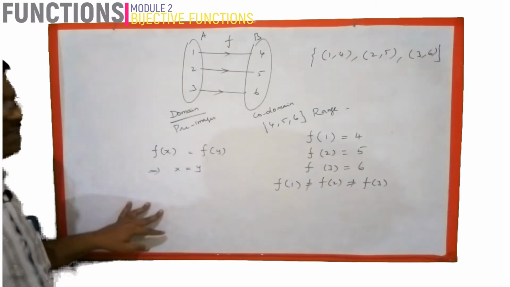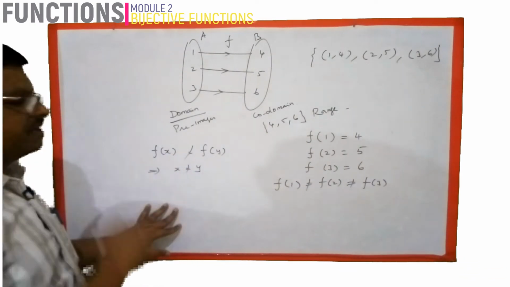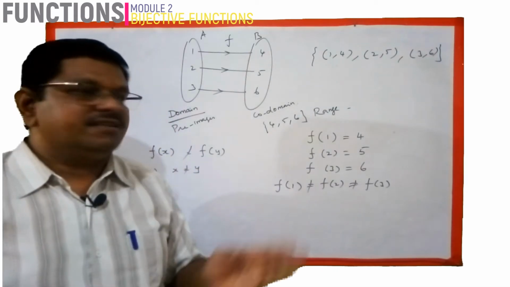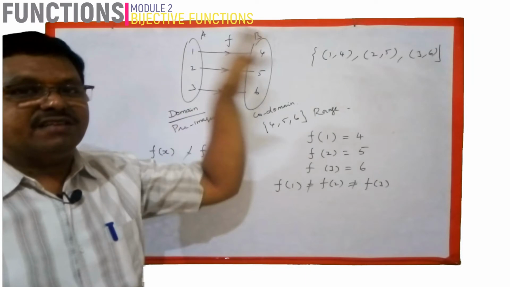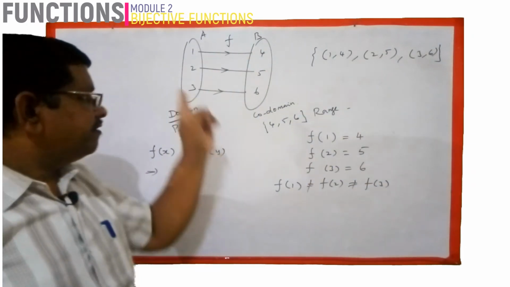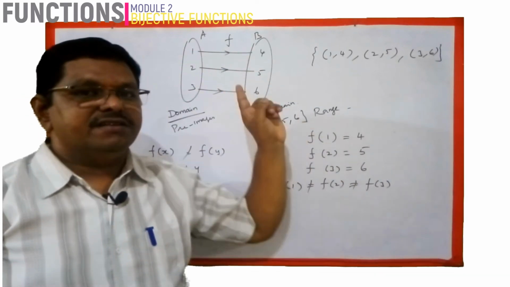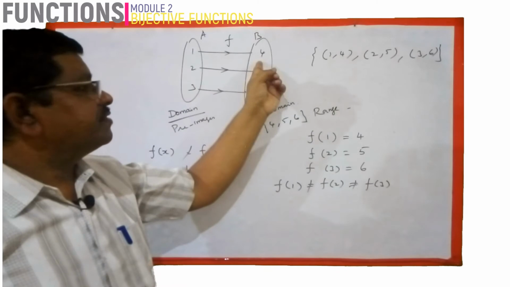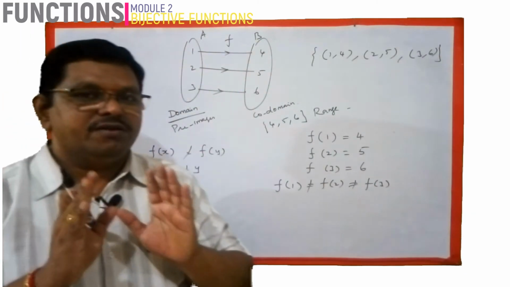X and y are equal. That means if these two are not equal, x and y are not equal. So from this what we understand is distinct elements present in set A are having distinct images, and every element of A is having an image in B, and only one image. One pre-image is having only one image. So this condition is called a 1-1 function.